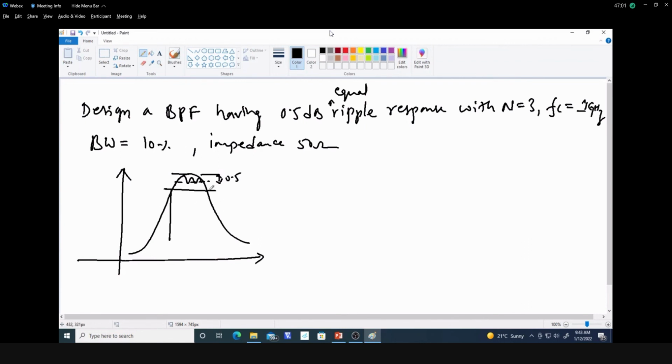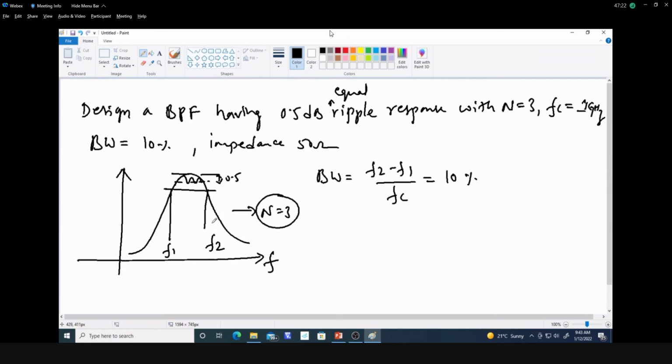This bandwidth, whatever the F1 and F2. Okay. So the bandwidth percentage, that is F2 minus F1 divided by FC, this should be equal to 10%. Okay. So that is what the bandwidth they are specified, and the order of the filter n equal to 3. Now that is what the band pass requirement is there.